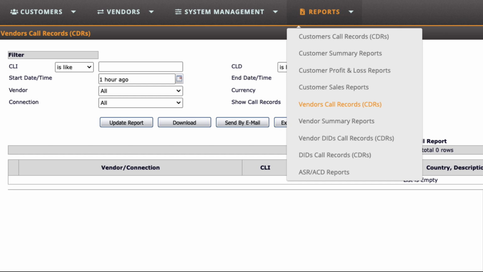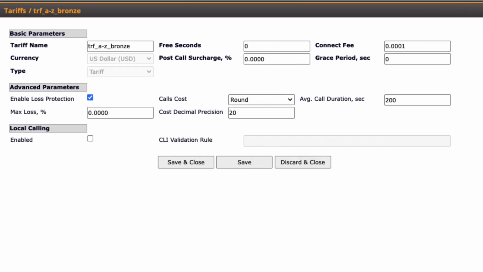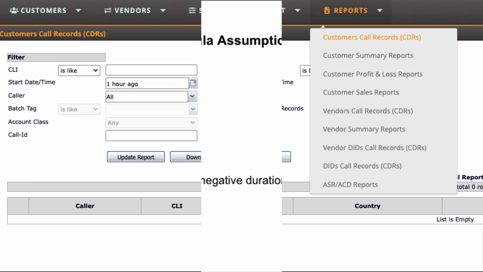To calculate call revenue, the system uses the parameters of the selected rate and the account's tariff, obtains call duration from the customer call records, and applies the amount charged formula to determine the amount that the Sippy operator charges the client. Before we dive into the interval calculations, it's important to clarify a few assumptions.